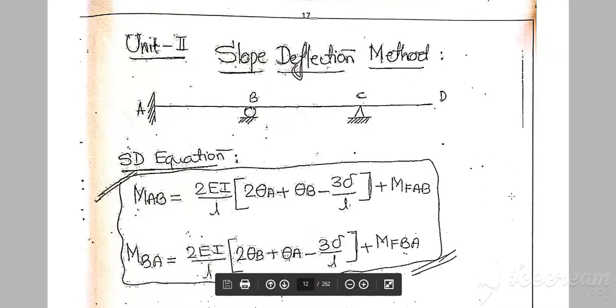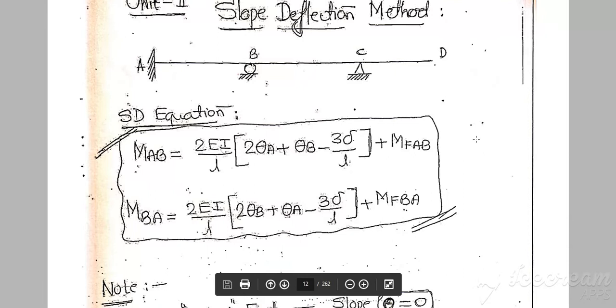Let us begin from module first, slope deflection method. In the slope deflection method, mainly we are using these two equations. Here in your syllabus, the derivation of this equation is not required. Okay, directly you can take this equation.